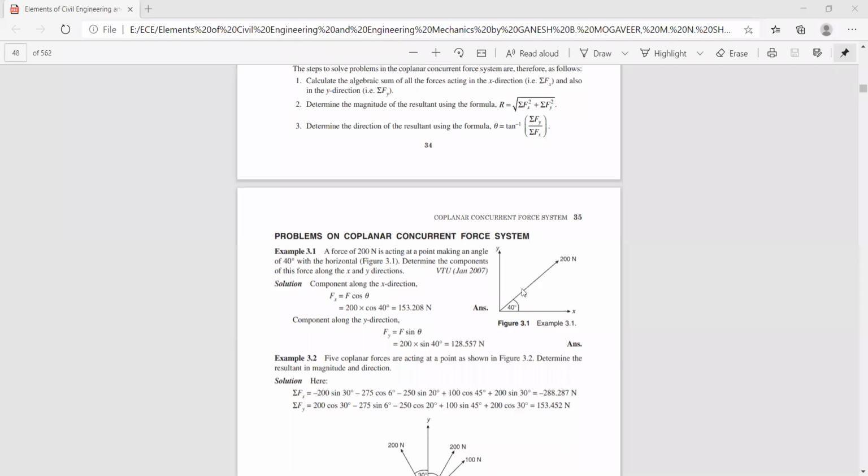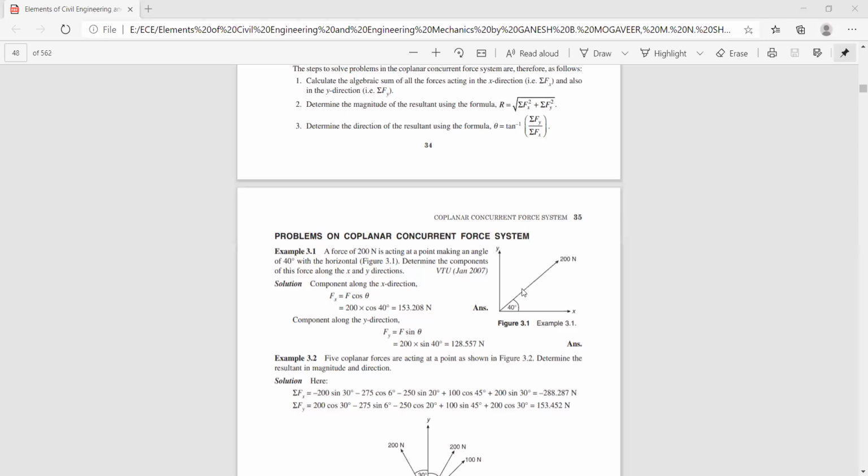Suppose you want to resolve this force along the vertical direction. If this is 40, obviously this angle is 50, correct? Then this triangle you have to consider. Here, this becomes the opposite side, this becomes the adjacent side, and this is the hypotenuse. Suppose you resolve this force with respect to the y-axis, its x component will be 200 sin 50, because opposite by hypotenuse is sin theta.